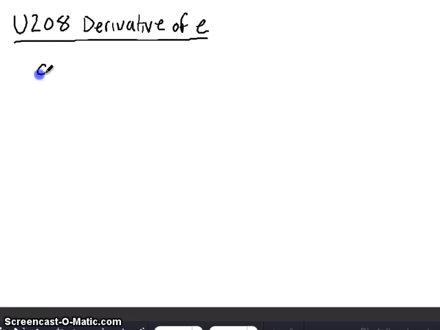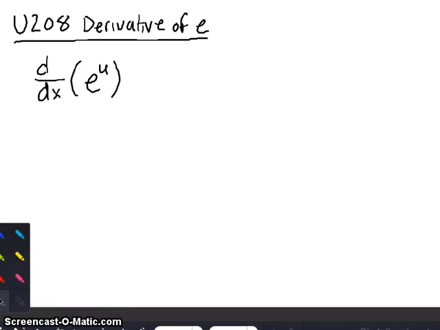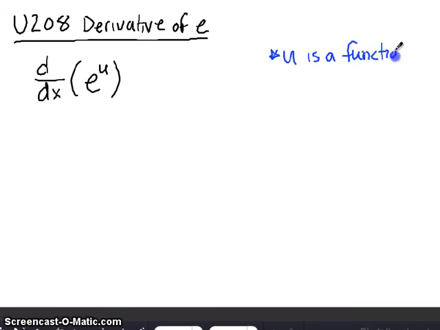So our derivative of e says if we have e to the u power, and again u is a function of x, so if we have e to the u power and we're taking the derivative, u prime e to the u is going to be our rule. So we take the derivative of our exponent and we multiply it by the function that we started with.